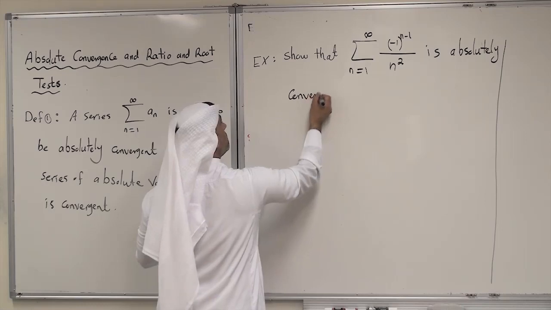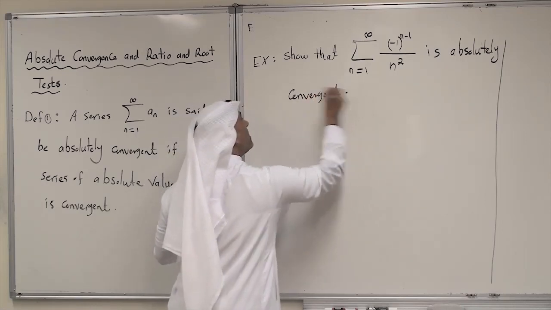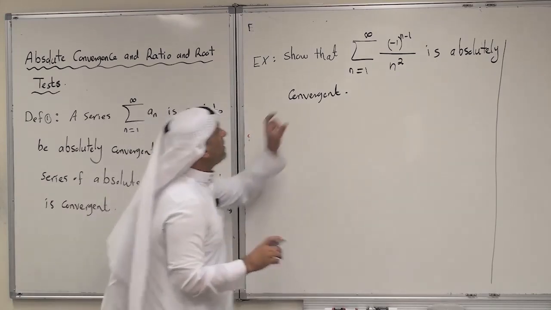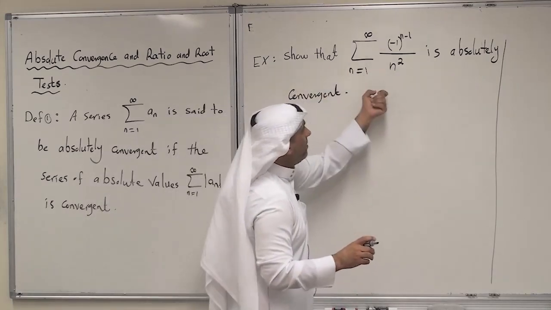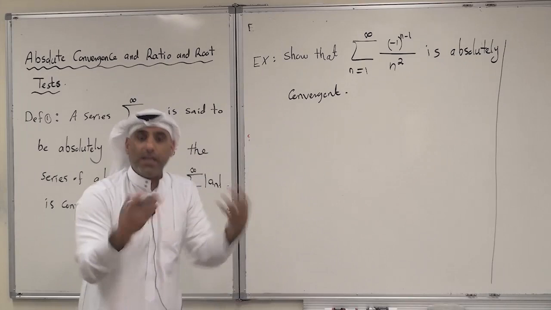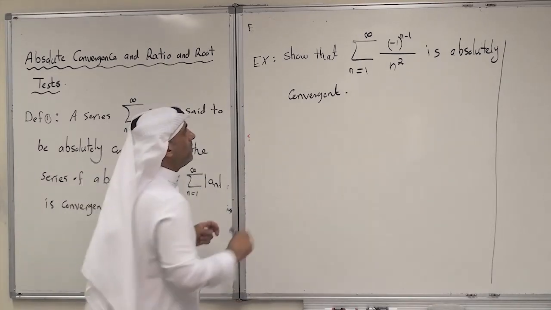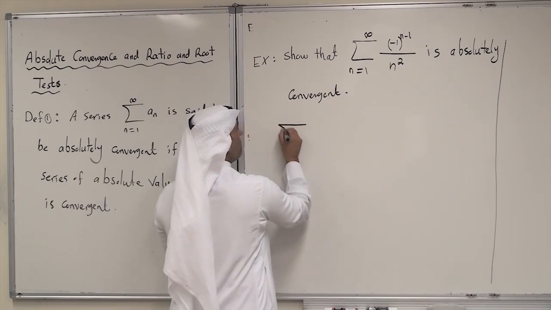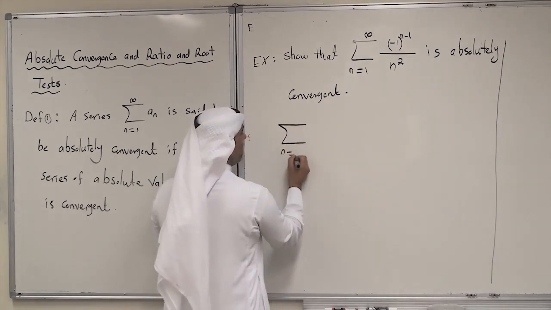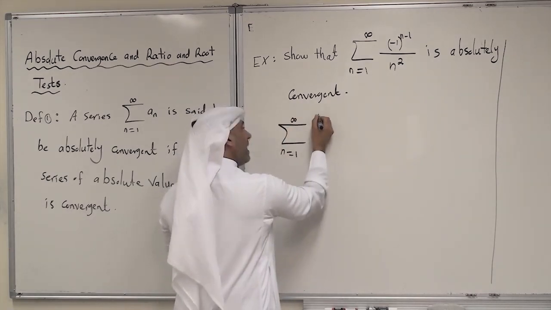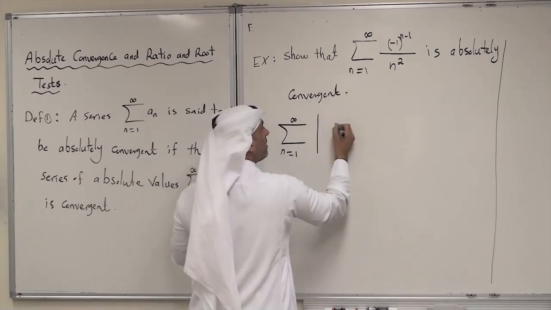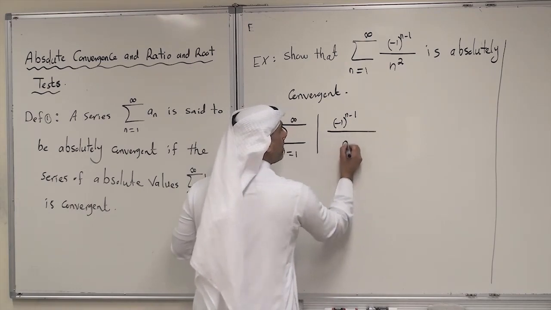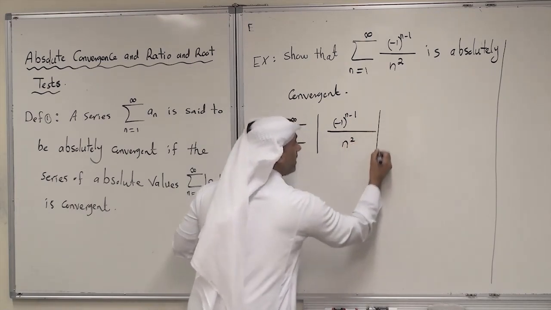So what do we need to do if we need to prove that a given series is absolutely convergent? The only thing we need to do is take the series, take the absolute value, and prove that the new series obtained is convergent. That's exactly what we need to do. So I will consider now the series with absolute values, n equal to 1 up to infinity, of the absolute value of the nth term, (-1)^(n-1) over n squared, okay?